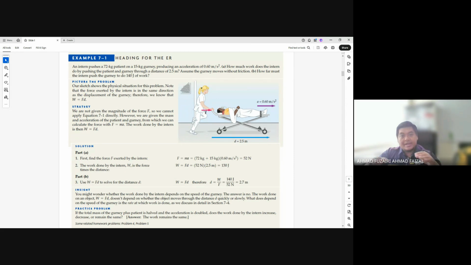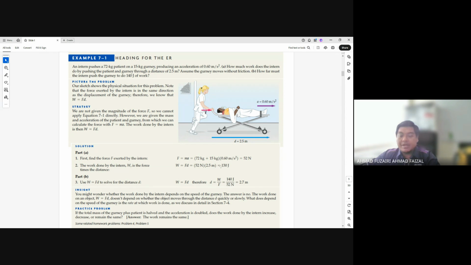That means force and displacement are parallel. Force is in the positive x-axis and displacement is also in the positive x-axis. So we can easily multiply the force by the displacement, using 52 newtons. How do we get the 52 newtons? Based on force, that means 72 plus 15, so you get 87 kilograms.